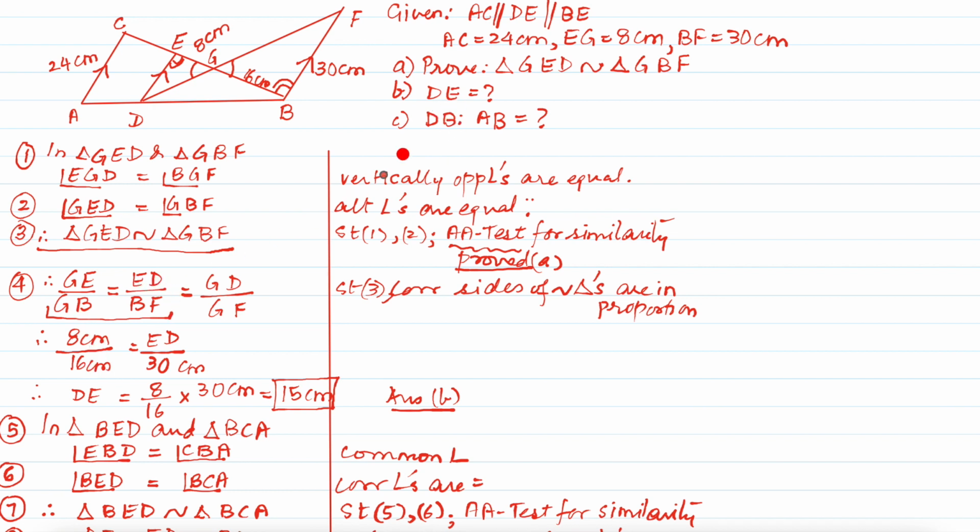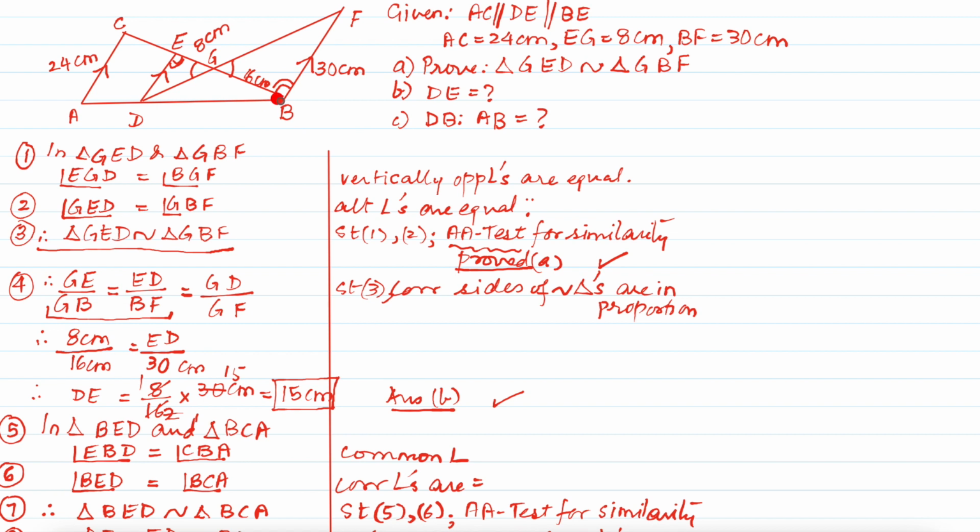ED is to be found out. So ED upon BF is 30 here. So we write that. And then this is going to be your 8 ones and 8 twos. So you are going to have 8 ones and 8 twos and 2 ones and 2 15s. So you will have DE equal to 15 centimeters, and that is our answer B. So we proved our A part here and we proved our B part here.